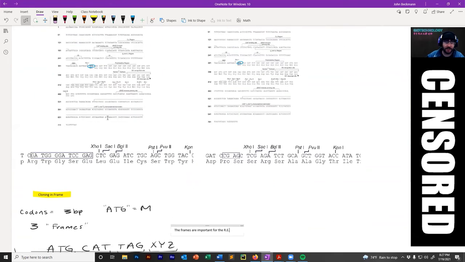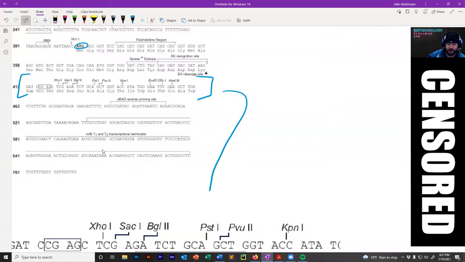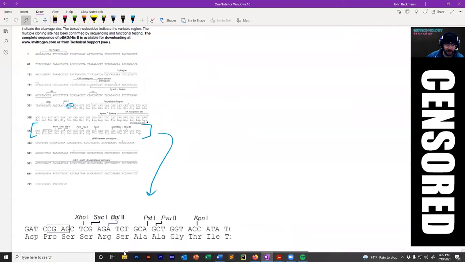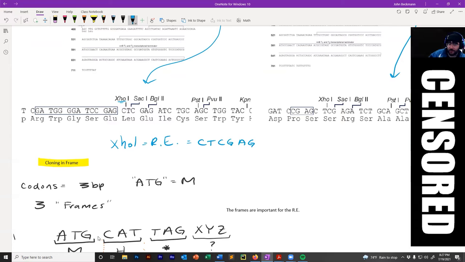What I did is I took this sequence here and put it down here, and I took this sequence here and put it down here. So it's a little bit clearer. Let's look at it. XhoI equals a restriction enzyme site. The sequence for XhoI is C T C G A G.